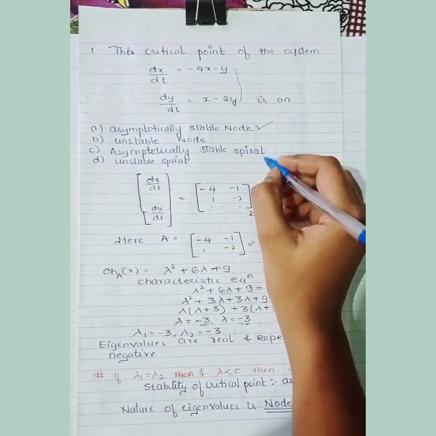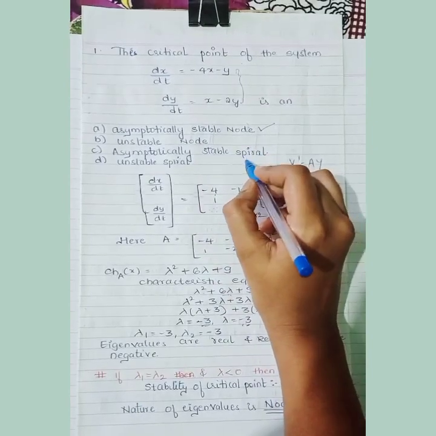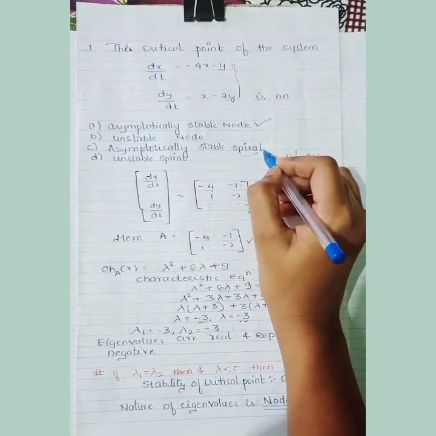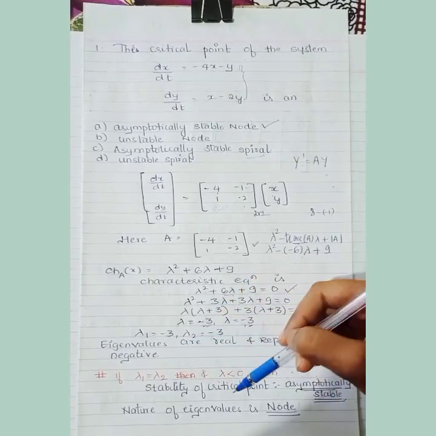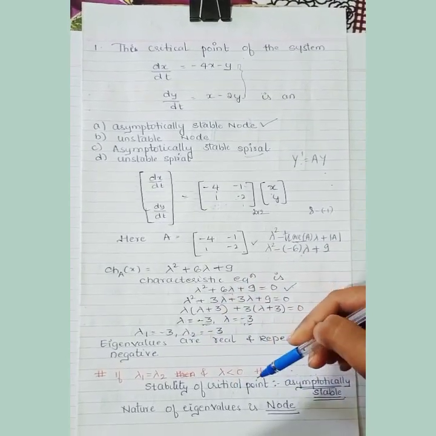Option C is also stable, but its nature is spiral. But here, whenever the eigenvalues are negative and equal, the nature is going to be node. So option A is correct.